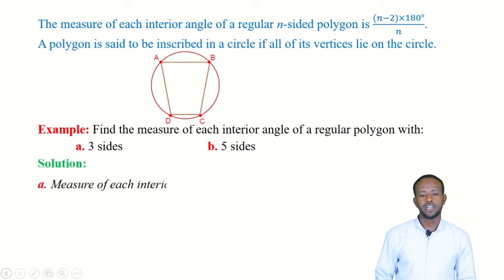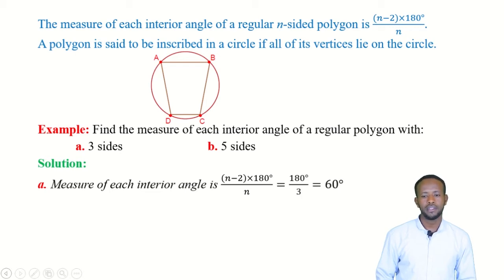Measure of each interior angle is obtained by what? N minus 2 times 180 degree divided by N. So 180 degree divided by 3, since the number of sides n is 3, it will become 60 degree.